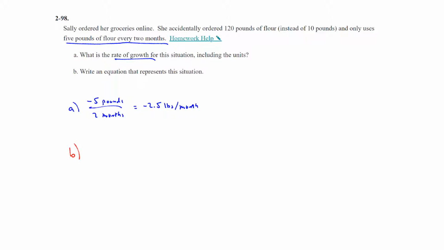B, write an equation that represents this situation. Well, she accidentally ordered 120 pounds of flour, so that's where she's going to start, with 120 pounds, and it'll go down 2.5 pounds per month, so that then you can add on the initial, which is 120 pounds. So the initial is 120 pounds of flour, and the rate of growth is the negative 2.5.